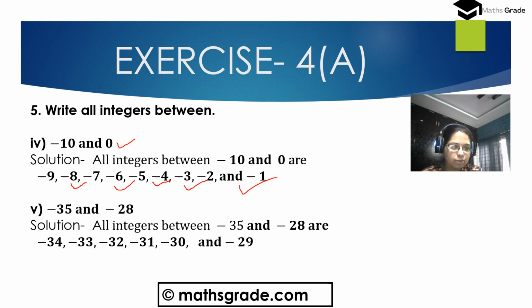Fifth part, -35 and -28. All integers between -35 and -28: after -35, to the right hand side it will be -34, -33, then -32, then -31, -30 and -29. After -29 it will be -28. So all integers between -35 and -28 are -34, -33, -32, -31, -30 and -29.